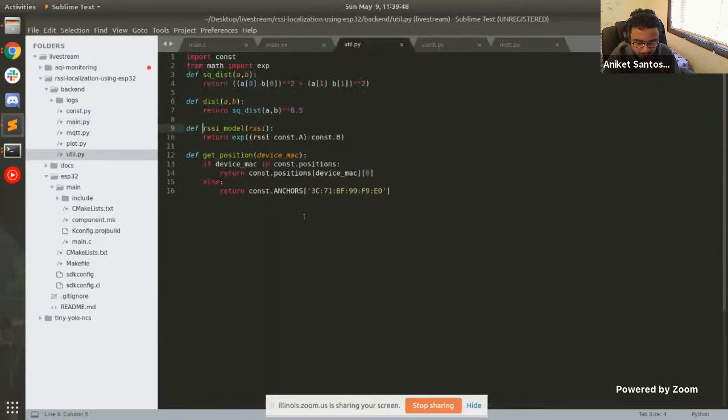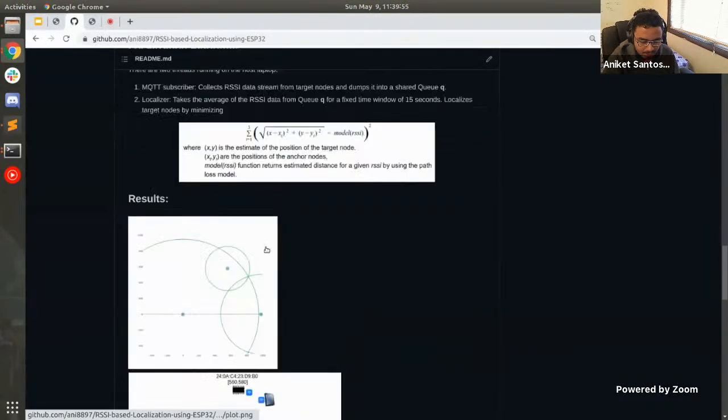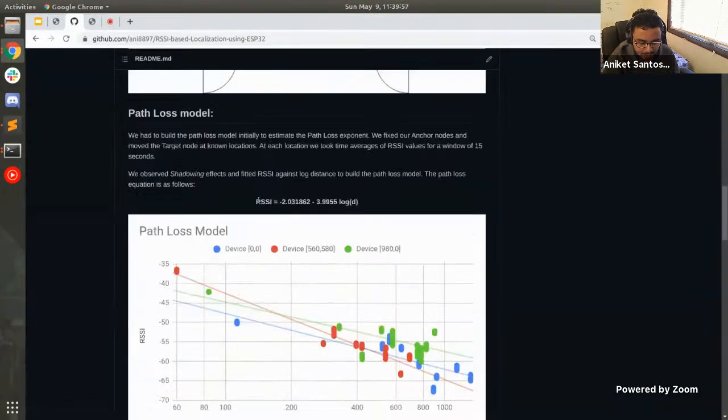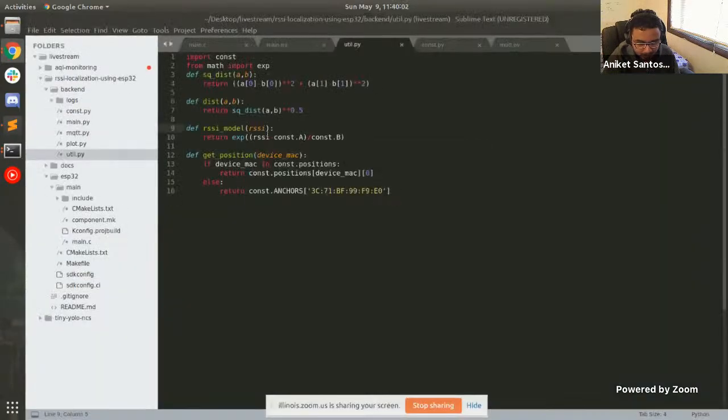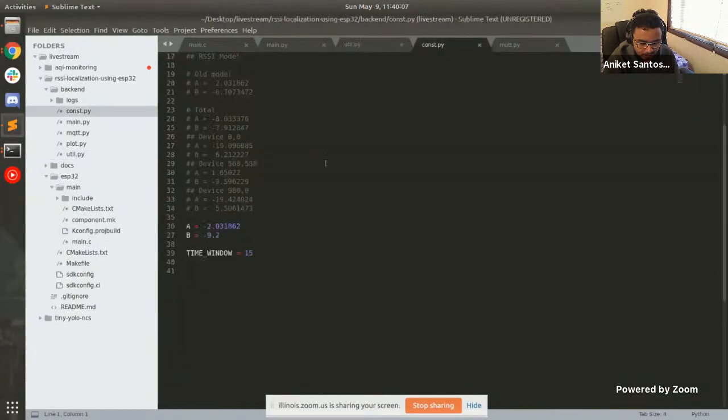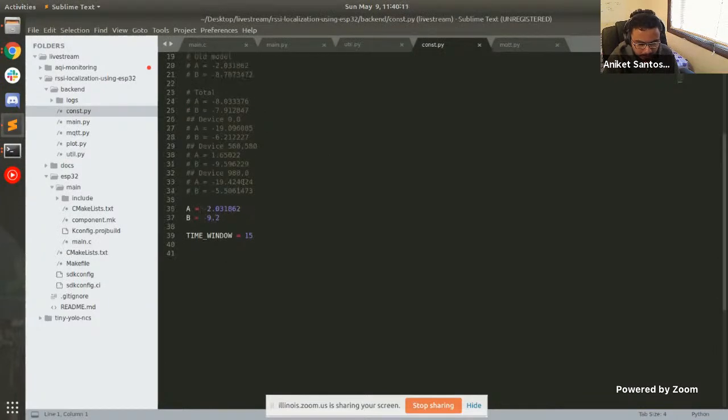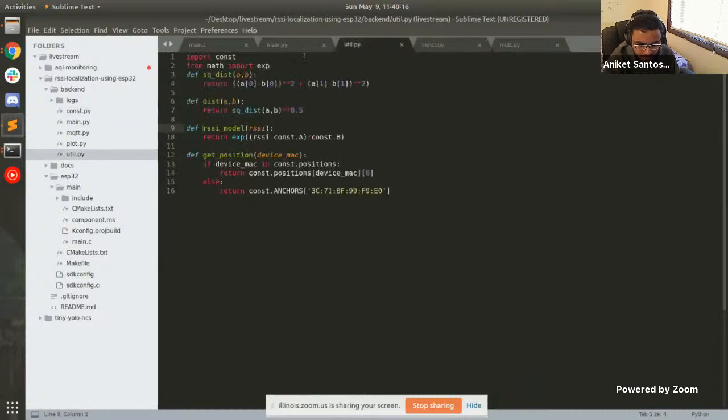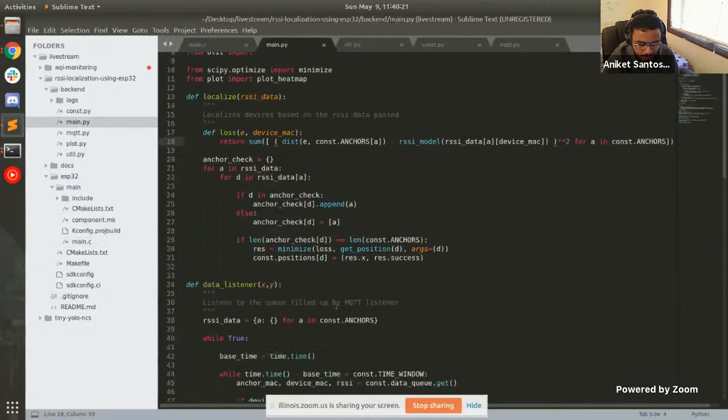If you see here, the RSSI model is simple. Since RSSI is related to distance like this, we can calculate the distance by doing the inverse operation. And you can see the constants here. We developed some different models, and this was the model which worked for us. That's how the end-to-end localization was done in our case.